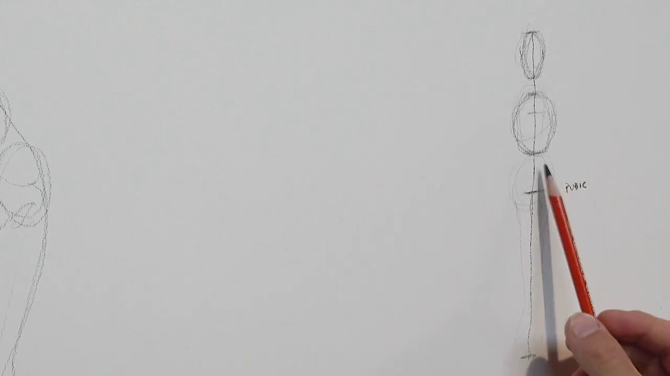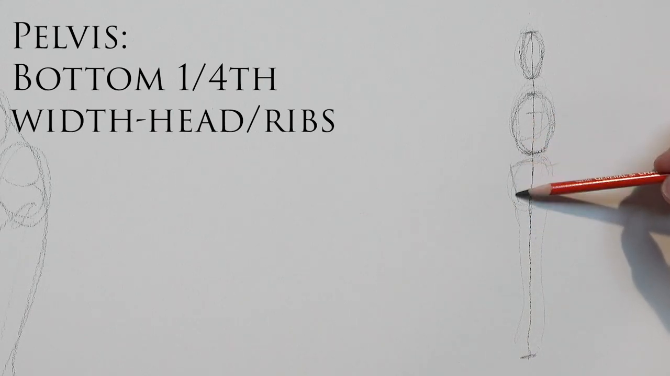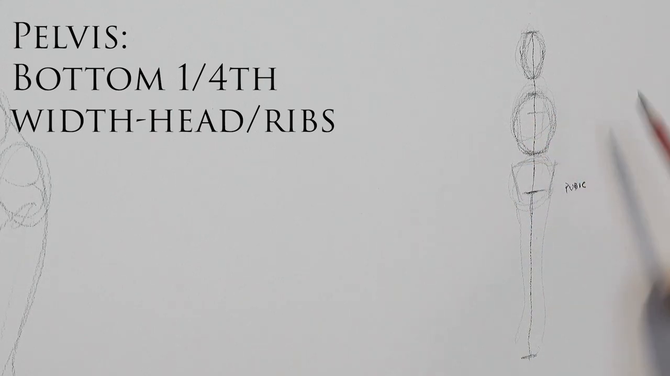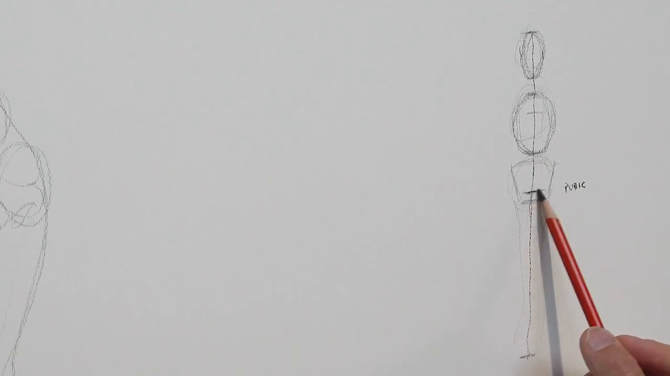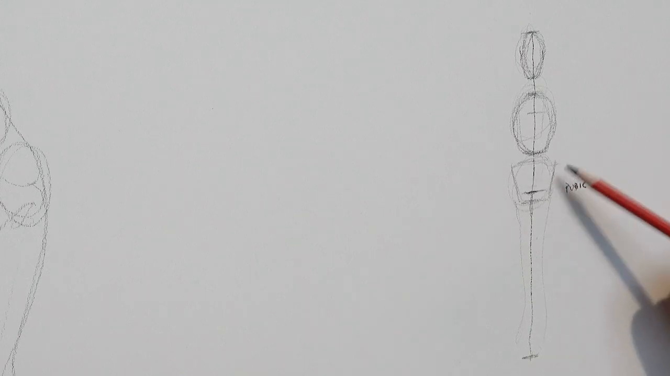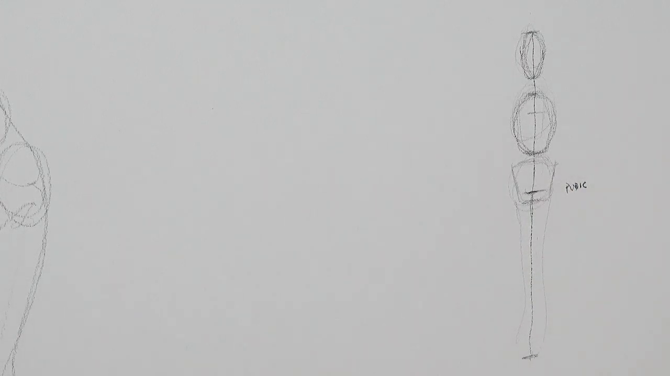And then we have the pelvis, which is also the same width. It just goes a little bit lower than the center line. Remember, this center line is the pubic bone. And technically, you have these little guys that are back here. Those are the ischium, or the sitting bones.